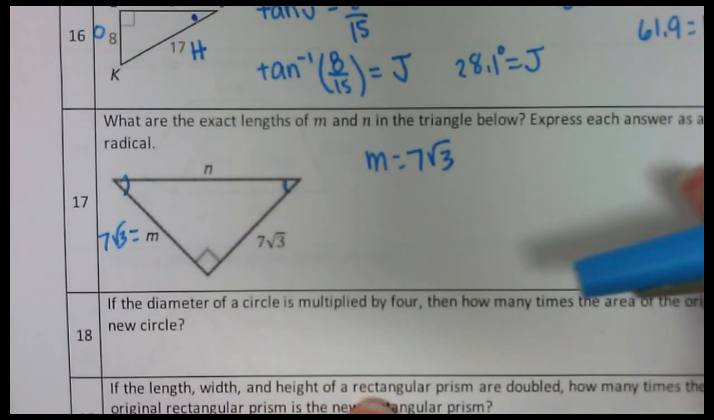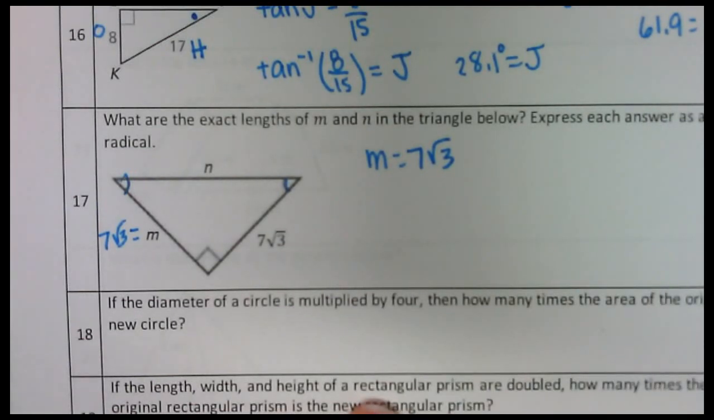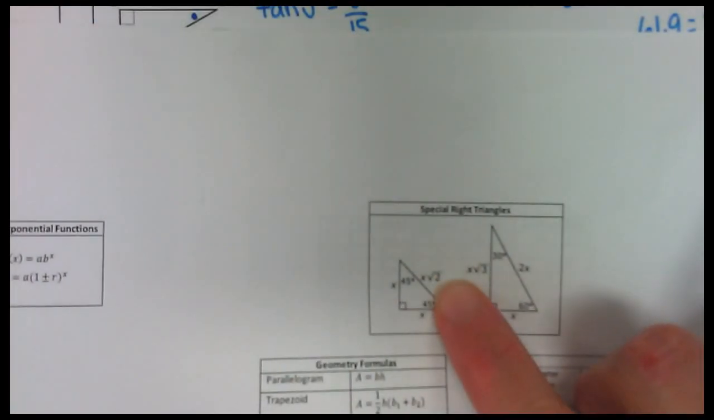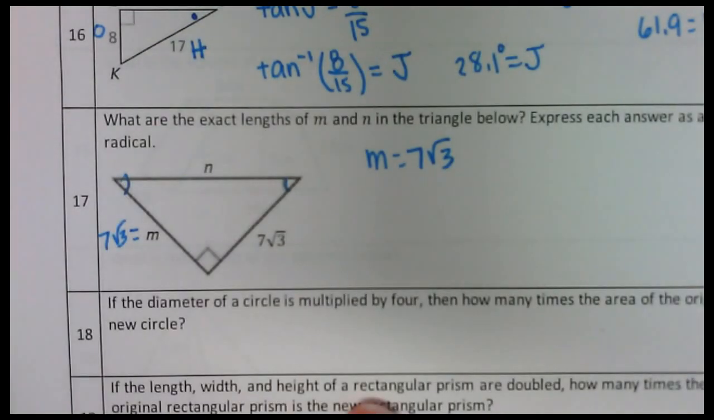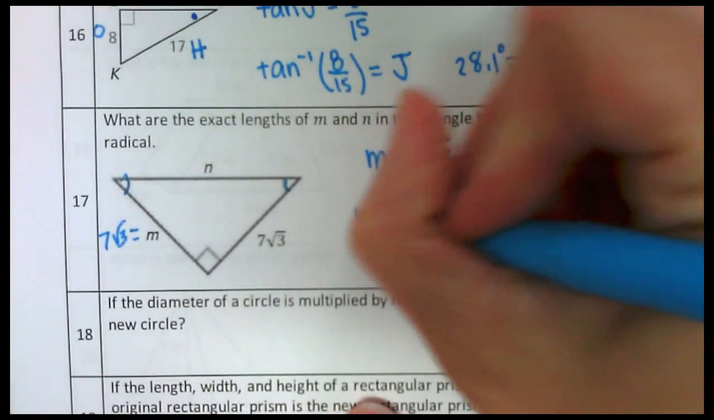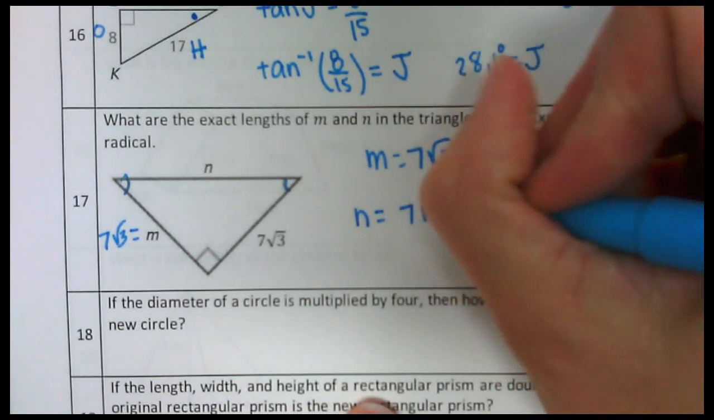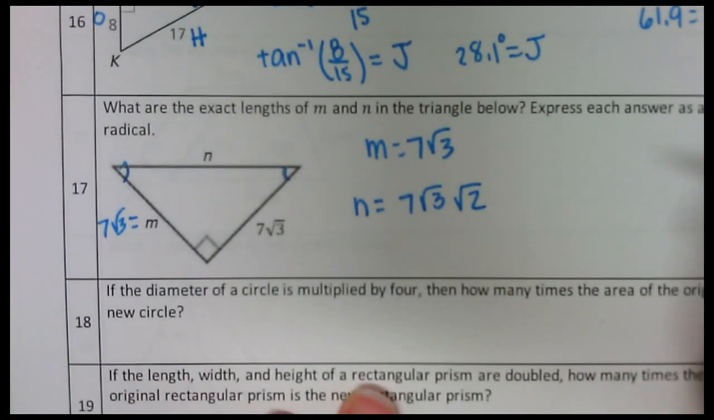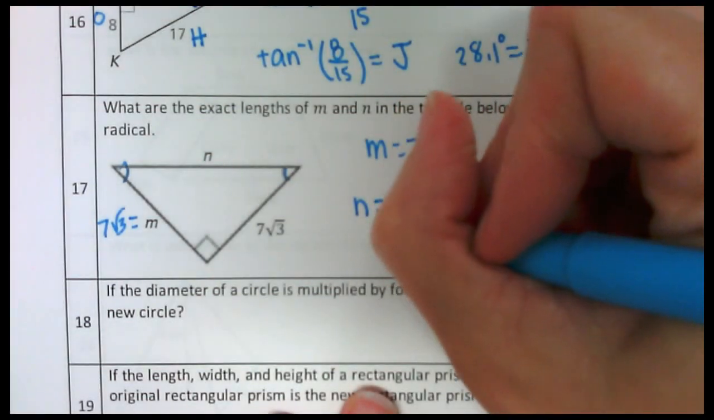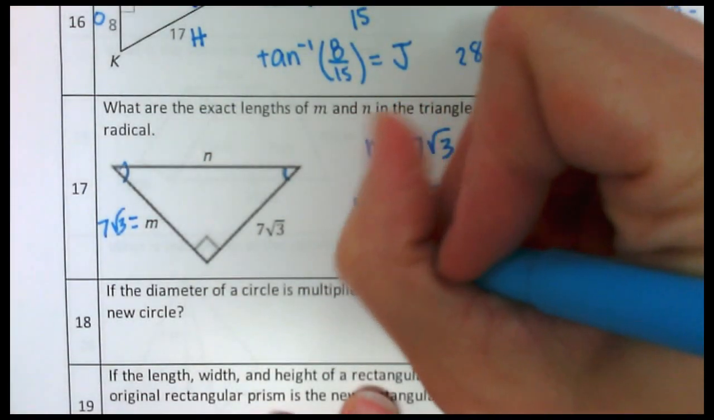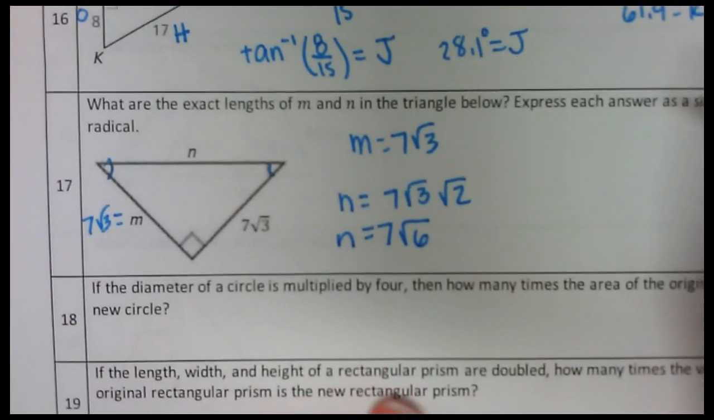This is where now we could either use the rule. The rule says the hypotenuse is whatever the leg is, and then you multiply by the square root of 2. So we would say N is, we write the leg, and we say times the square root of 2. So that would be 7 times the square root of 6. That's one way to do it.